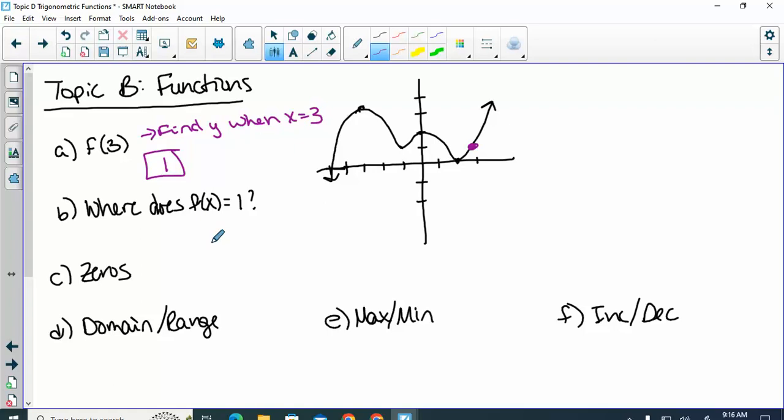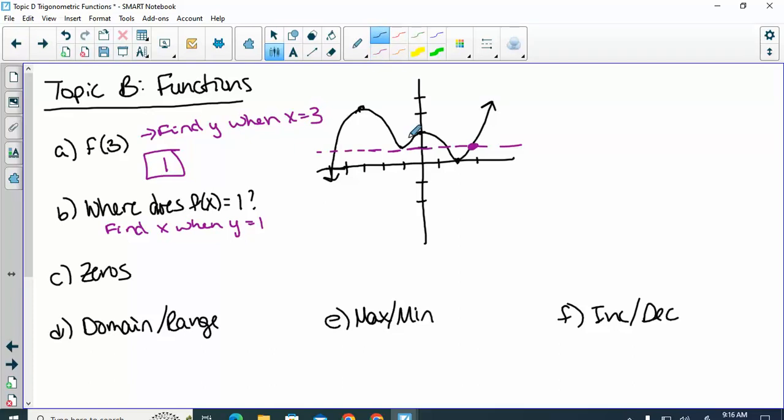1. B. Where does f of x equal 1? F of x is the y. So it's saying find x when y is 1. That's what that means. So if I look at my graph, I want to know every time my y is 1.